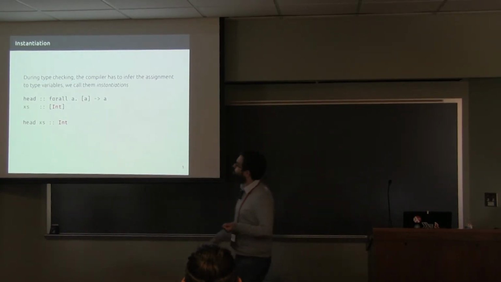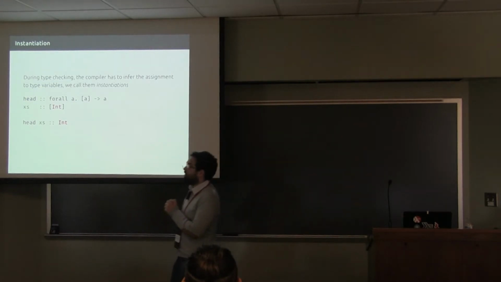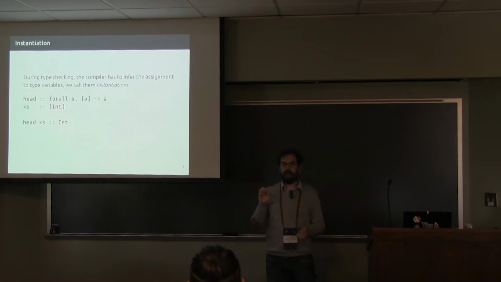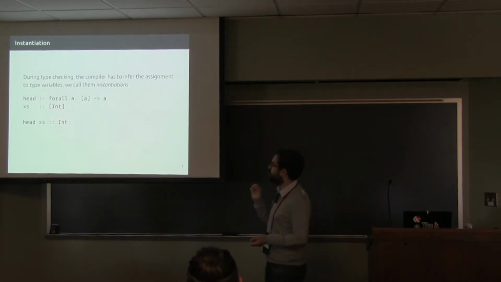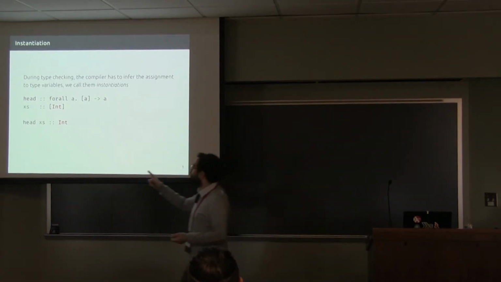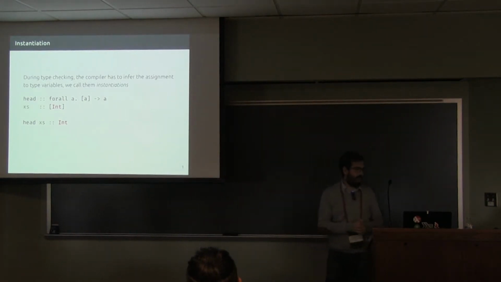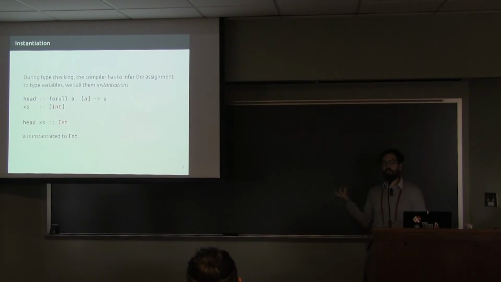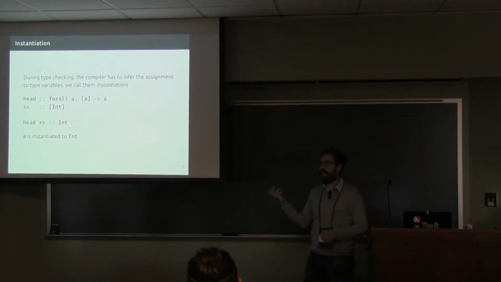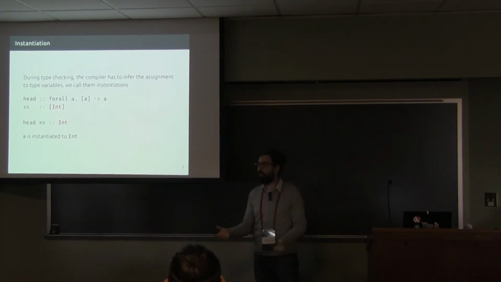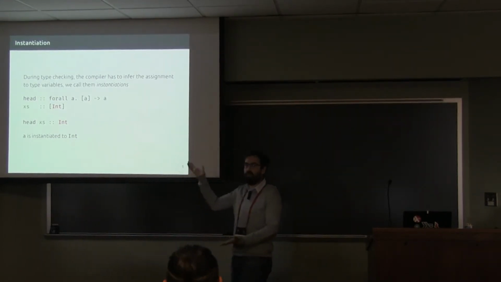So when you actually get a list of int, the compiler has a job to do, which is to find out what this a should be. So when you have head of x's, it needs to find out that the a in head has to be replaced by int in this case, and that's what we call an instantiation. So the a is instantiated to int.